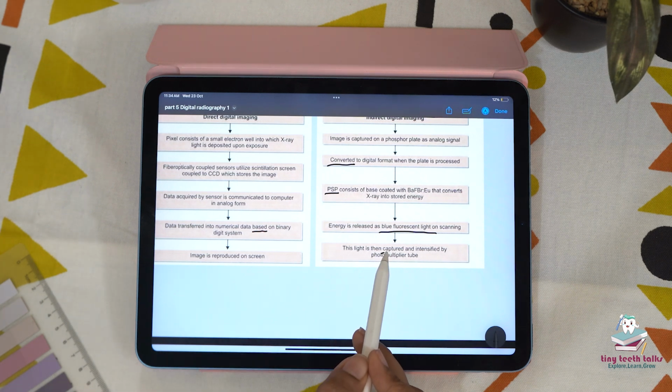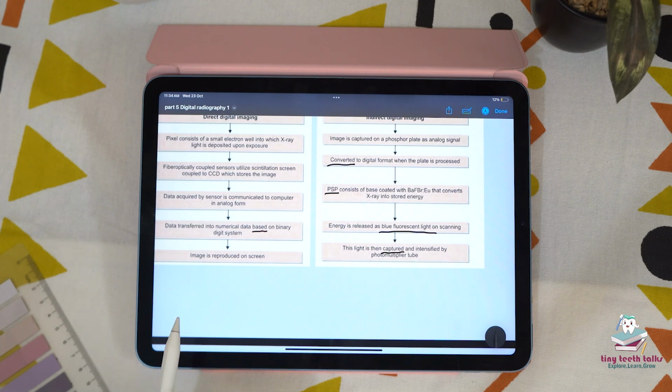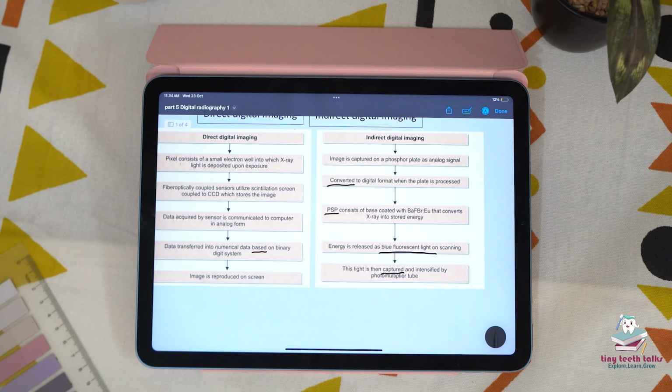This light is then captured and intensified by the photomultiplier tube. So, a photomultiplier tube is a device that enhances the light signal produced during the radiographic image. When X-rays hit a photostimulable phosphor plate, they produce light. This tube takes the initial light signal and amplifies it many times, making it stronger and easier to detect.